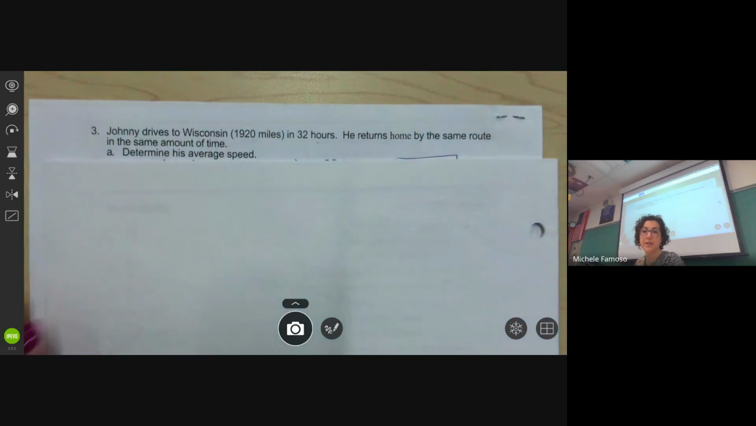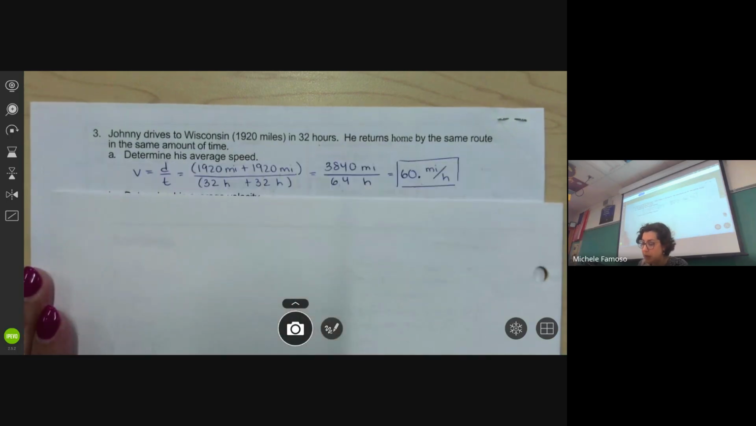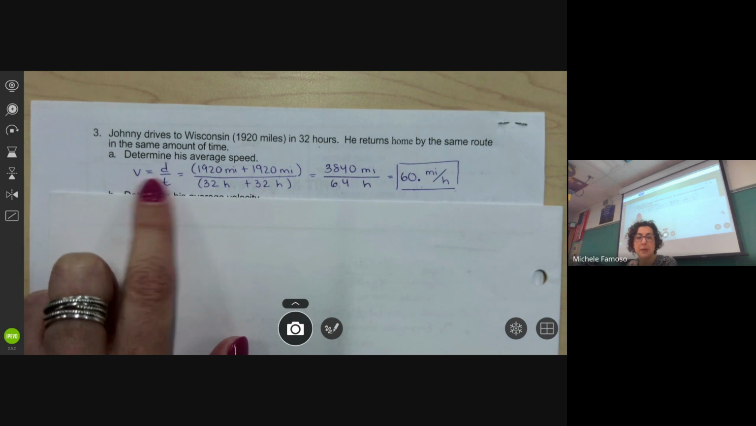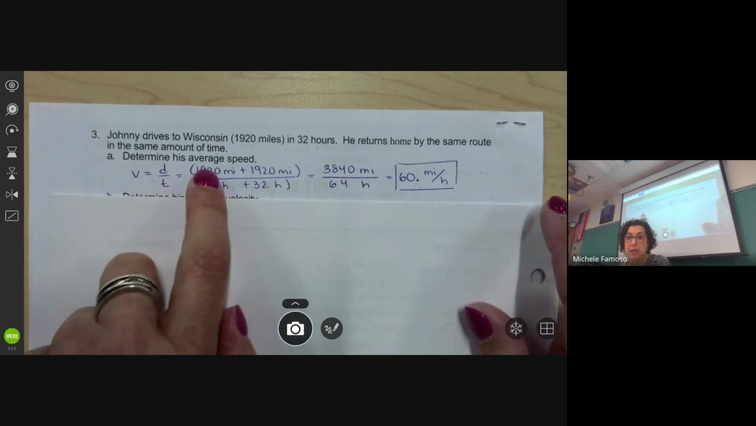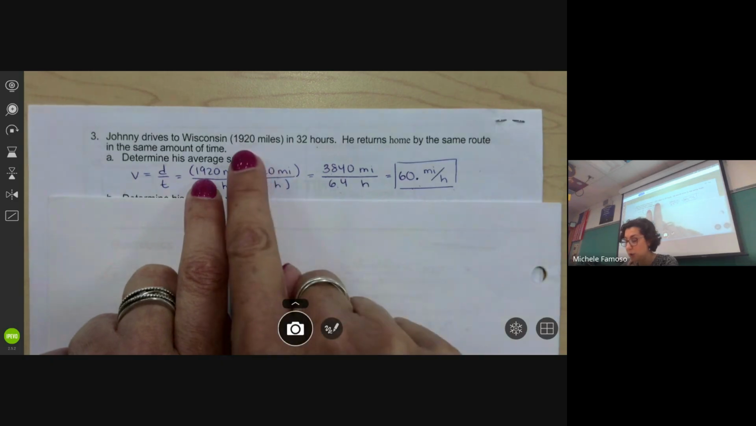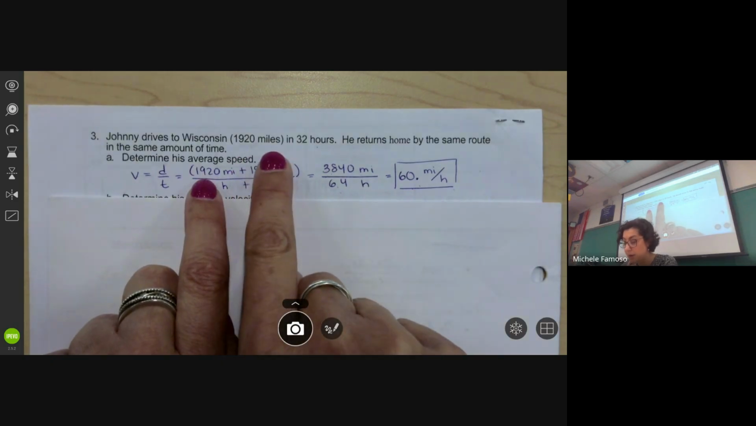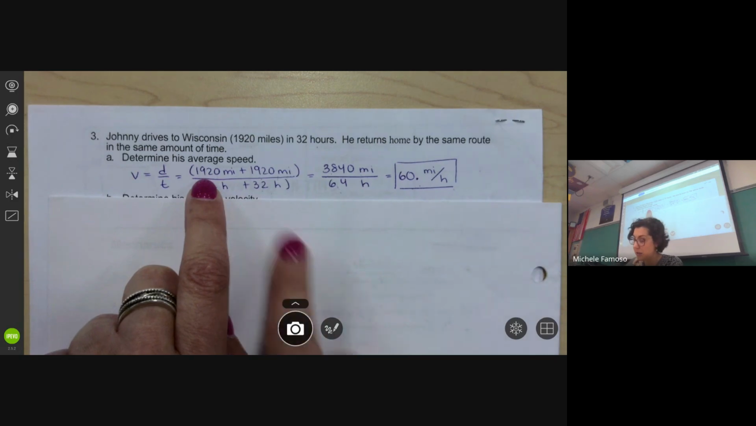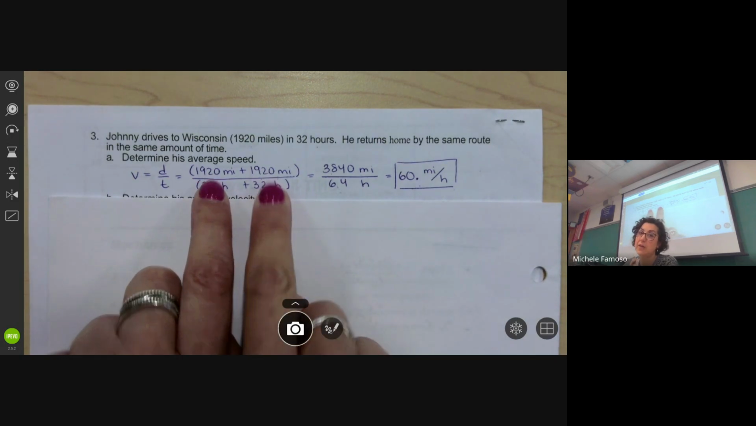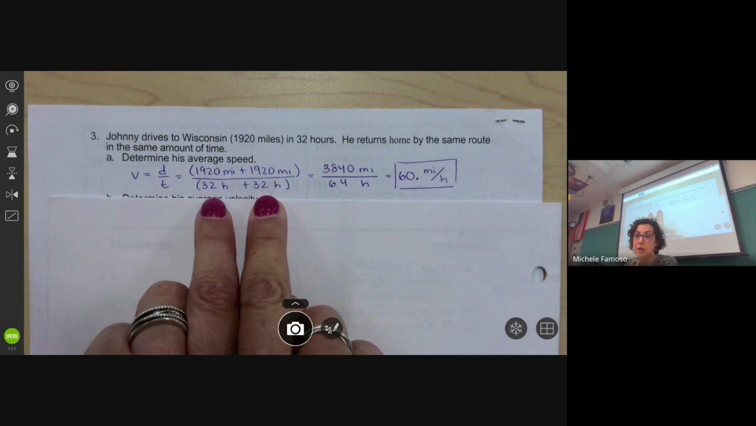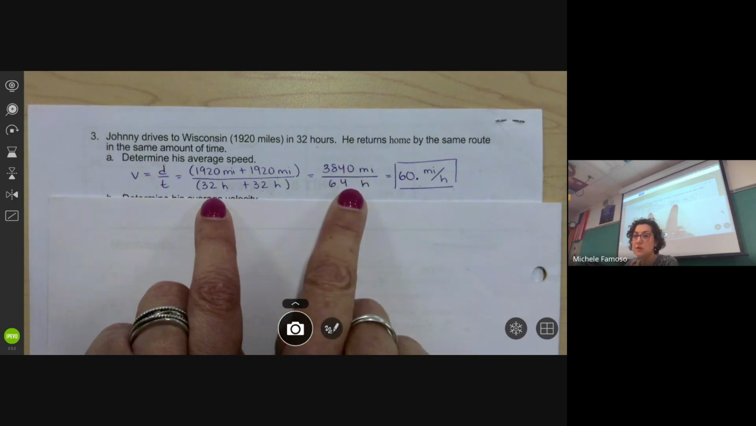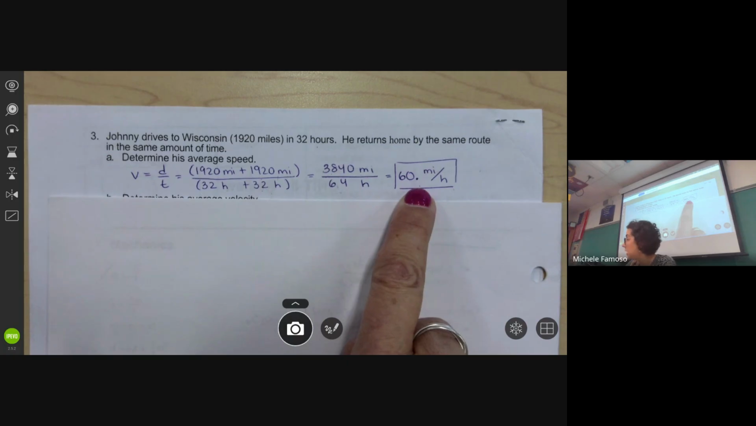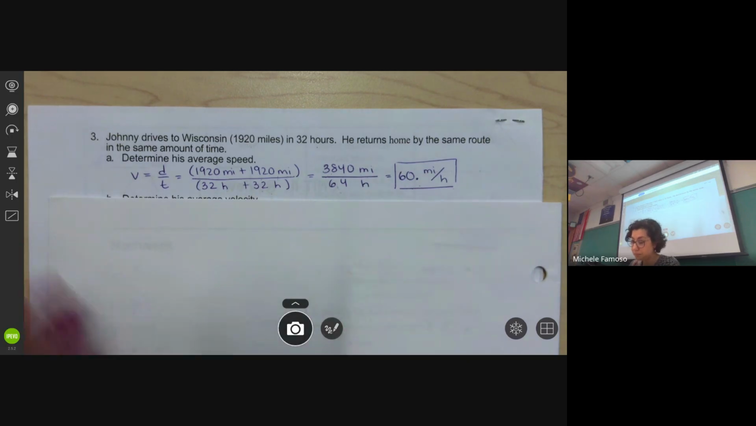This was all guess method. Determine the average speed with the information given. So to do that, I'm going to do the speed is the distance over the time. To get the distance traveled, he goes 1,920 miles out and back. So I have to add those two distances together and divide by the total length of his trip, which is 64 hours. So I take those numbers, I divide out, and with 2 sig figs, I get 60 miles per hour.